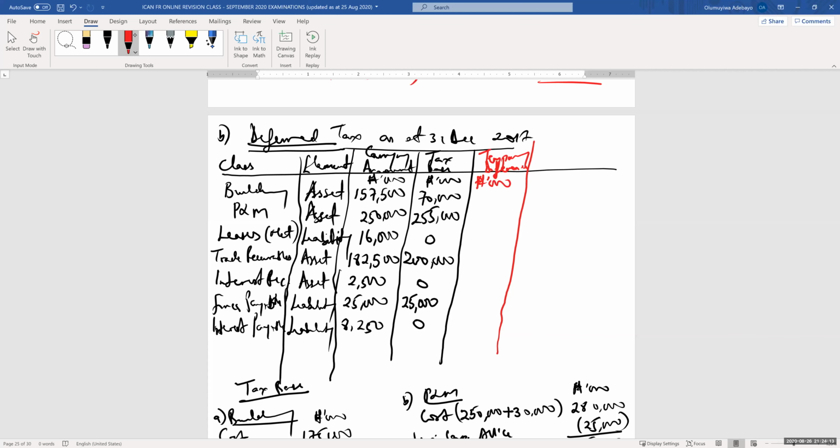7,500. How much is it? 87,500. Okay, 87,500. Is it taxable or deductible? Taxable, because the carrying amount of an asset is greater than the tax base. But in the second one, plant and machinery, the carrying amount is less. Therefore, it is not taxable. It is deductible. Therefore, let me change this sign. This is deductible, of how much? 5,000.